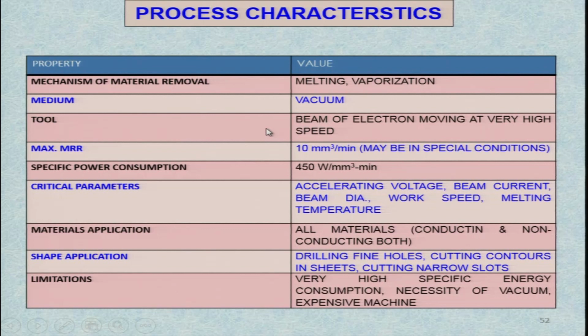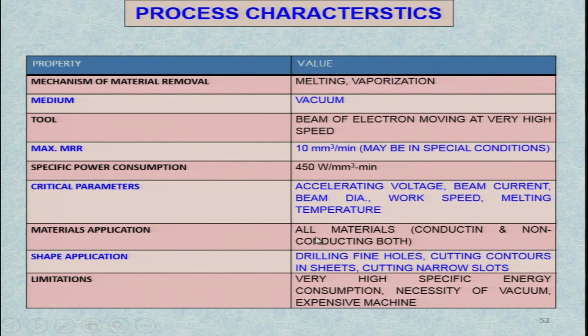Tool is beam of electrons moving at a very high velocity, that itself acts as a cutting tool. Maximum material removal rate is 10 cubic millimeter per minute, maybe in special conditions only, or it may be normally lower than that. Specific power consumption is 450 watts per cubic millimeter per minute, and critical parameters are accelerating voltage, beam current, beam diameter, work speed. Work speed is the speed relative to the electron beam, with the help of which you are creating different kinds of features on the workpiece being machined. And melting temperature of the workpiece is also very important, because it will decide the material removal rate and even the quality of the workpiece being machined.